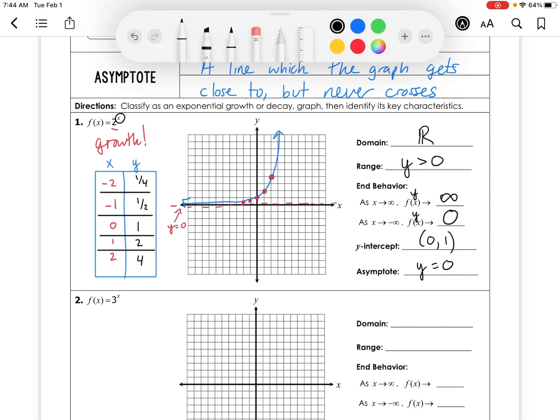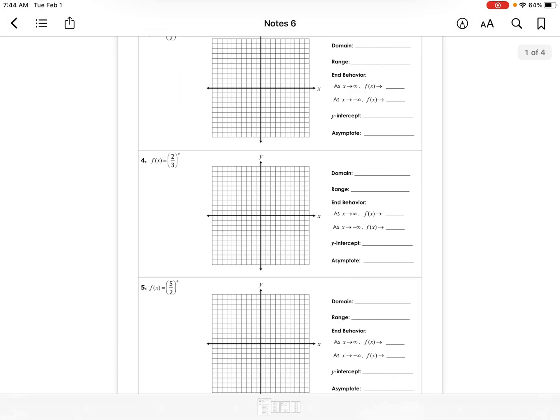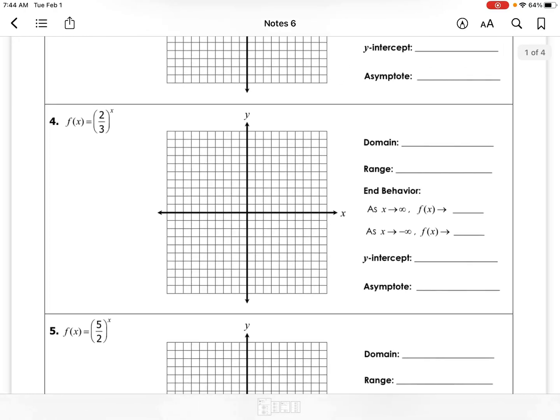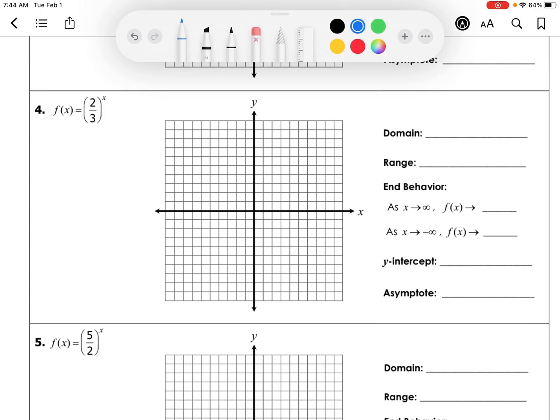Let's look at another one. Going to the next page. Let's look at maybe a decay. Let's look at number 4. I know it's a decay because this b value is less than 1. And the b value is always attached to that x. Let's make our table now.